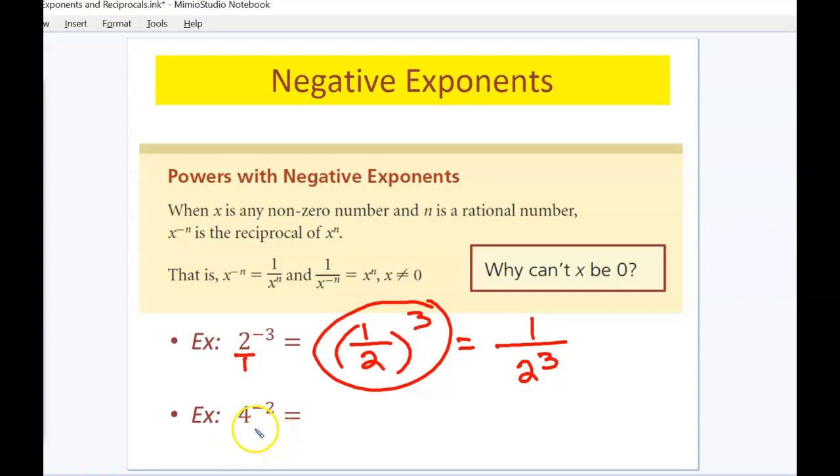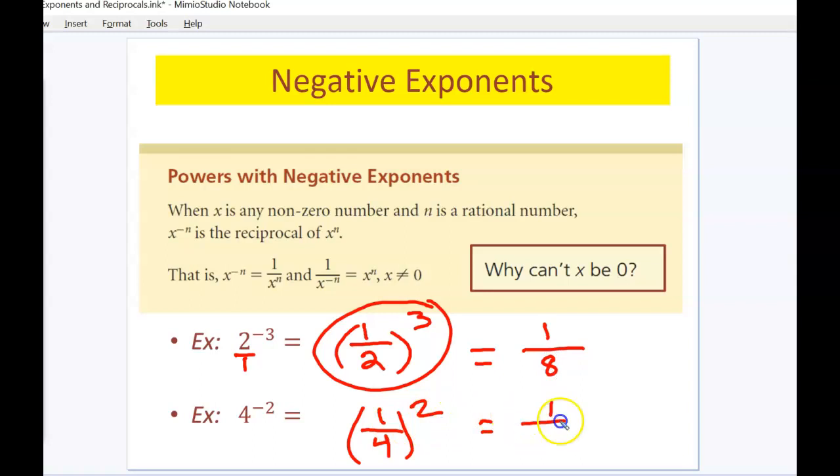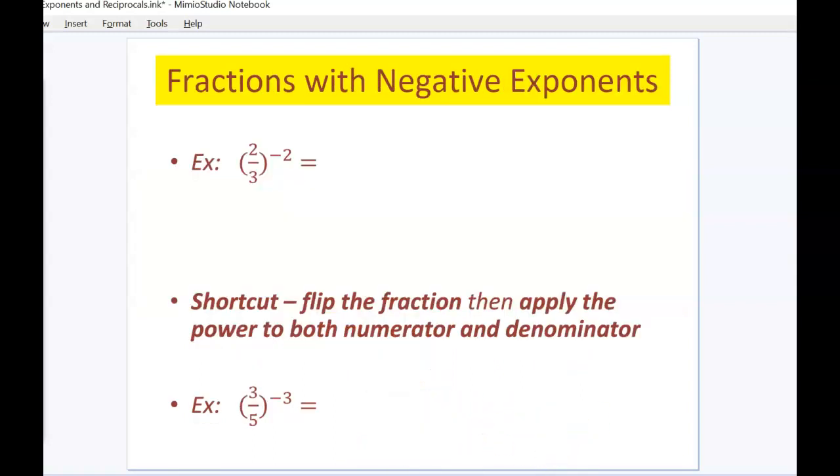4 to the negative 2, again, I have a negative exponent. I reciprocate my base, so 4 becomes 1/4, and now that becomes positive 2. Again, if I wanted to take this one step further and evaluate these, if you're cubing a fraction, you cube the top, and 1 to the power of 3 is 1, 2 to the power of 3 is 8. Similarly, 1 to the power of 2 is 1, 4 to the power of 2 is 16. All right, so fractions with negative exponents.